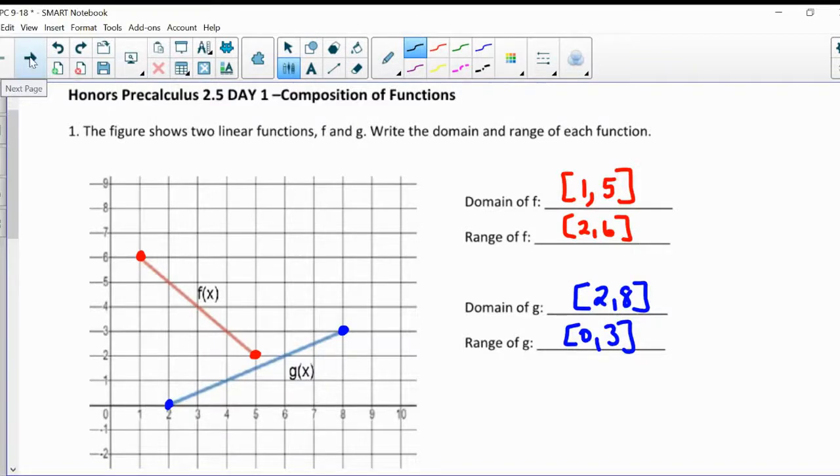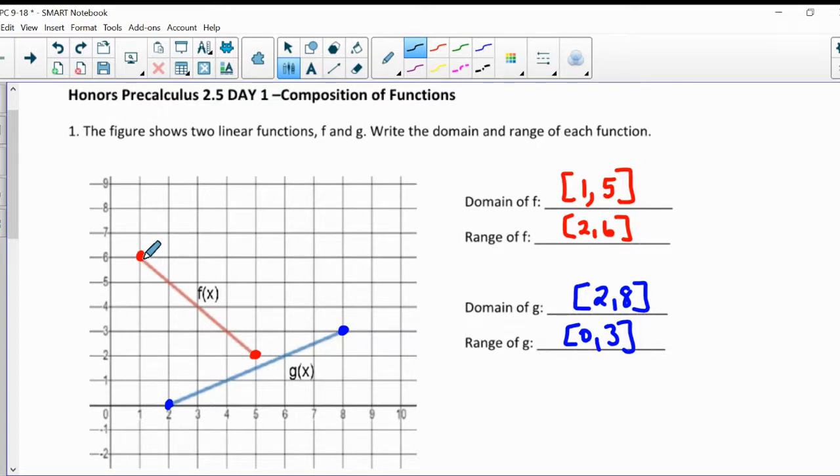This video is on composition of functions and what the domains and ranges look like of compositions of functions. So this figure shows two linear functions, f and g, and I've already put the domain and range of these on the screen. What we can see is the domain of f are all the x values, and the range of f are all the y values that we get in this particular thing.